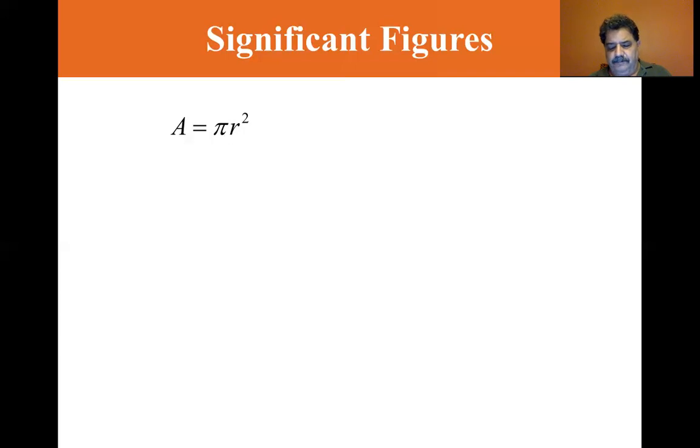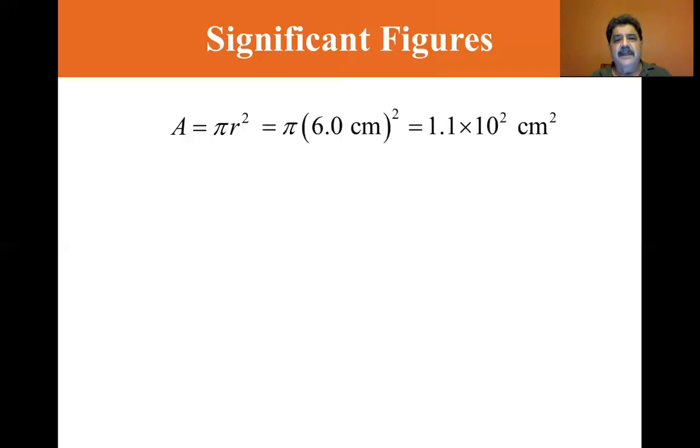So using that 6.0 centimeters, let's calculate it. Pi times 6.0 centimeters, square that, you get 1.1 times 10 to the 2 centimeters squared. Now we know that pi, 3.14159, you can take that out to many digits, but the fact that we only have 2 digits in the 6.0 centimeters, we can only express that as 2 digits.